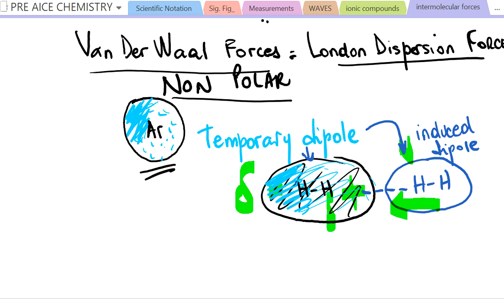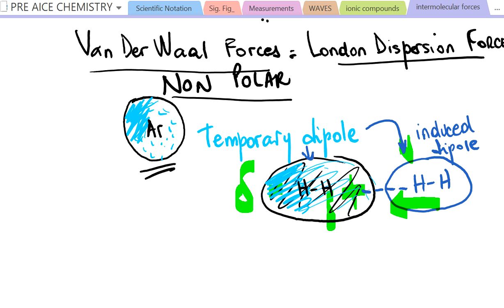And the last one is the van der Waals forces or London dispersion forces, where a molecule or an atom of a noble gas can be forming a temporary dipole because of the electrons moving all the time, and they are going to produce an induced dipole in the other one. Good? Okay.